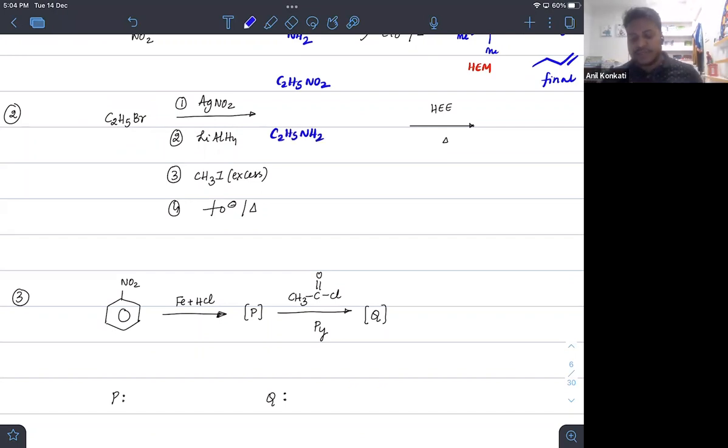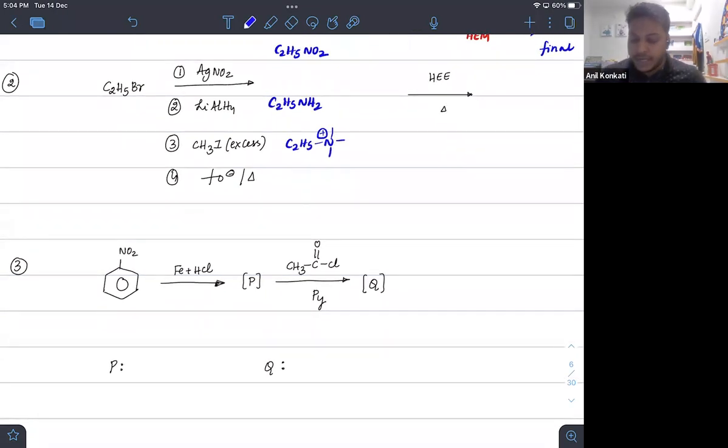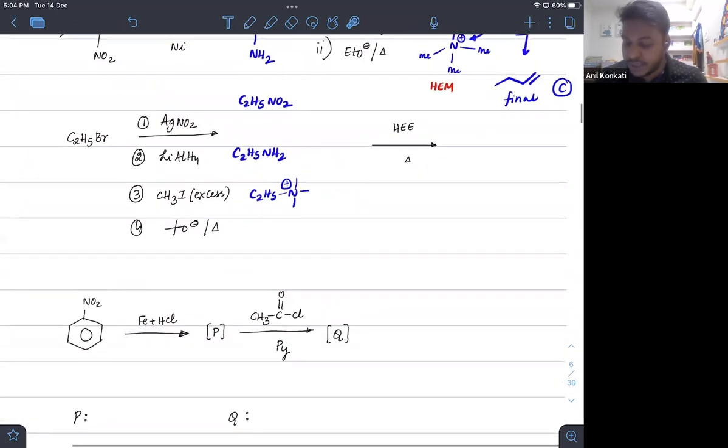And exhaustive methylation, we will have C2H5 with nitrogen and 3 methyl groups. This is the next thing which is formed. Okay. And after that, we are treating with a strong base. So it will definitely go for elimination.